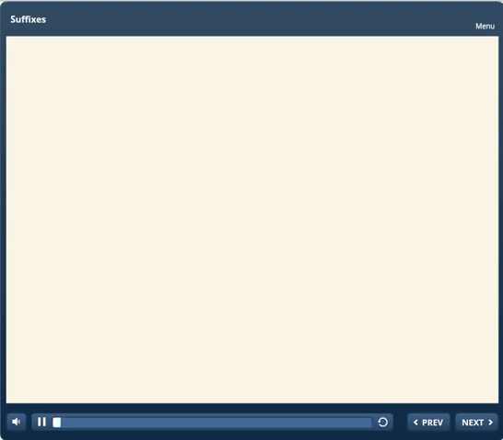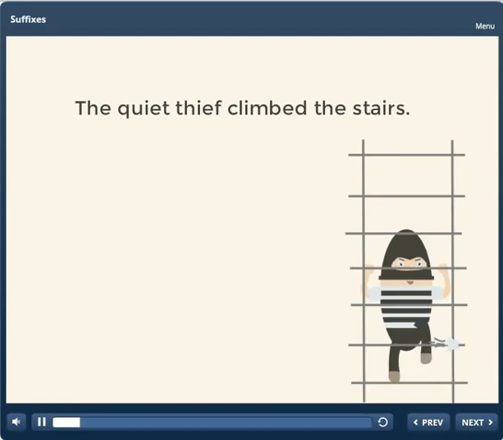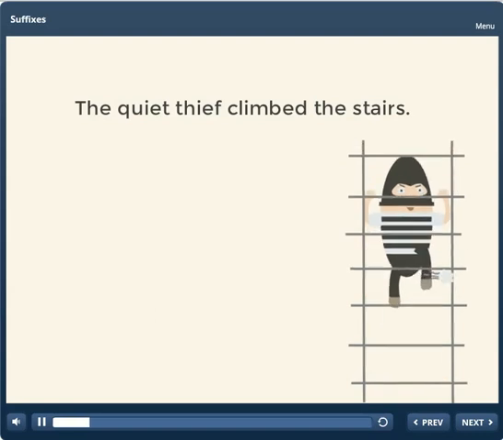Consider the following sentence. The quiet thief climbed the stairs. In this sentence, the word quiet is an adjective describing a certain quality of the thief. We can add the suffix ly to the end of the word quiet. By adding ly, we created another word, quietly. Whereas quiet was an adjective describing the thief, quietly is an adverb.